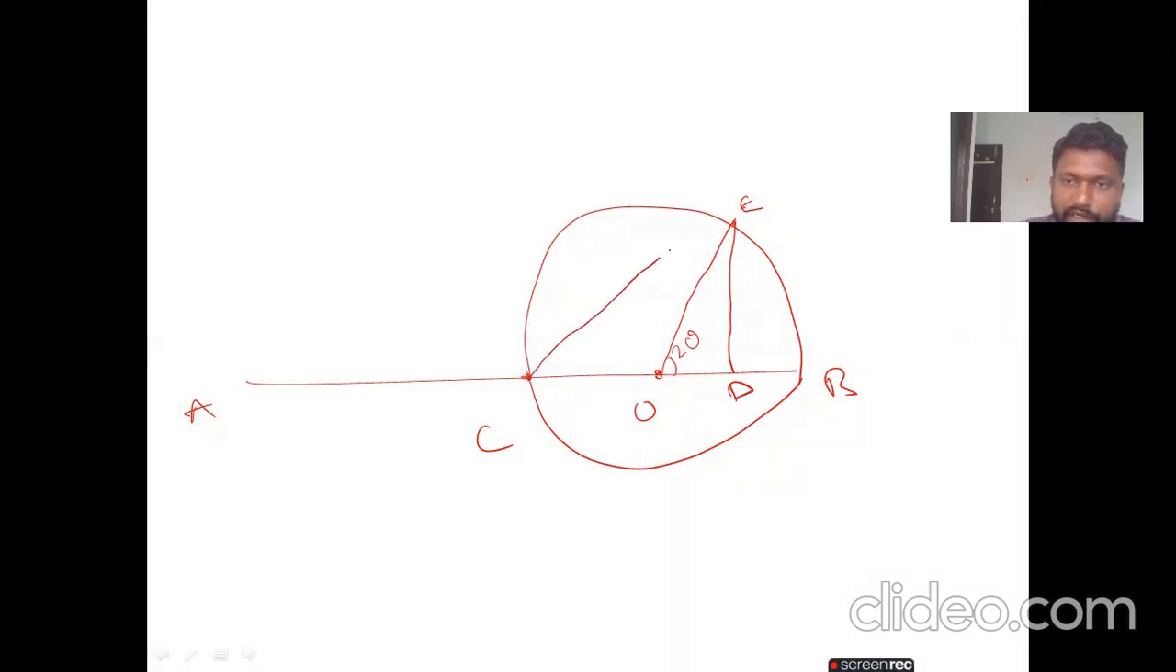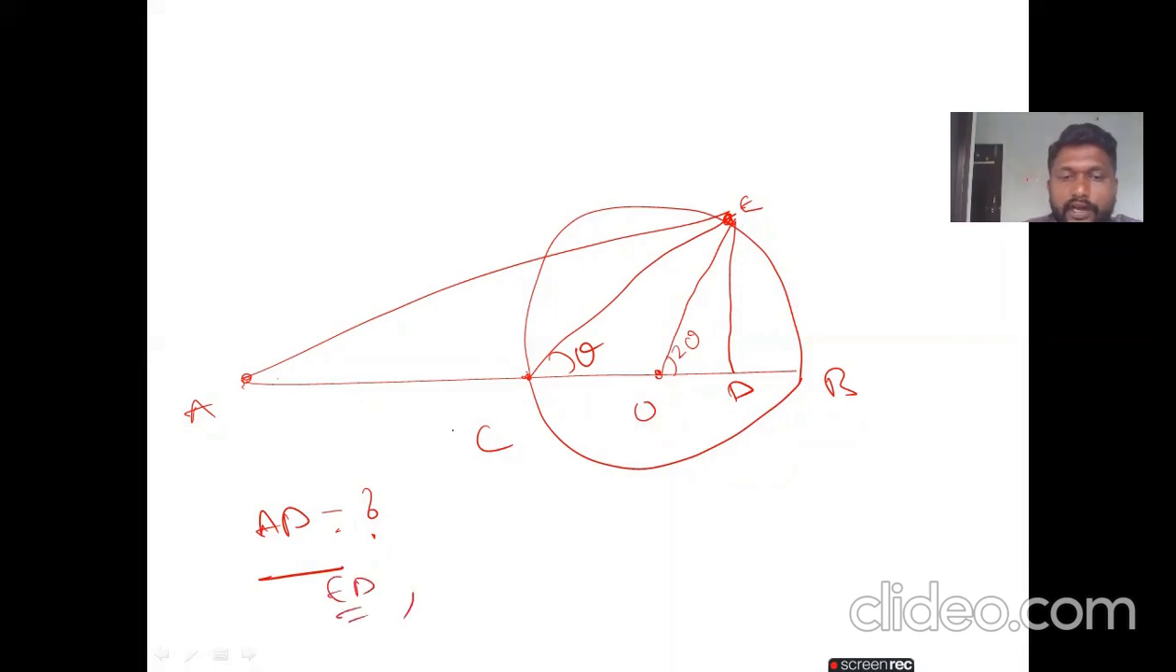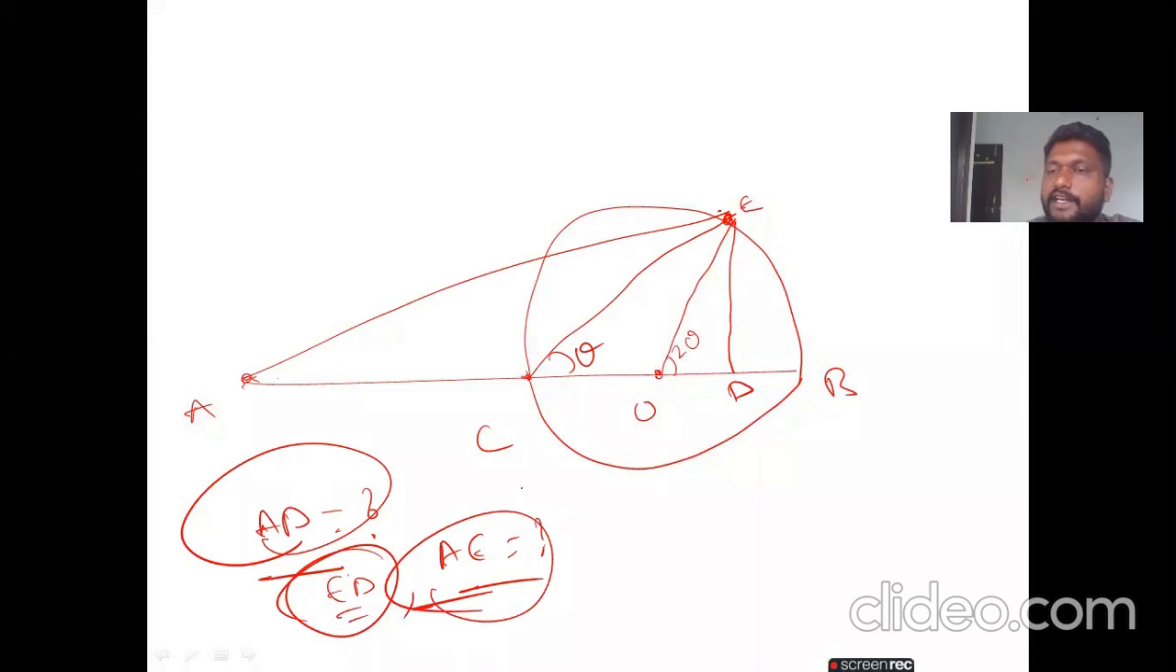Then from C to E, make an angle theta and join AE also. Okay, so now, my dear students, calculate AD, how much? And also ED, and also AE. AE is nothing but the resultant. Normal stress is AD. ED is the tangential stress. AE is the resultant stress.